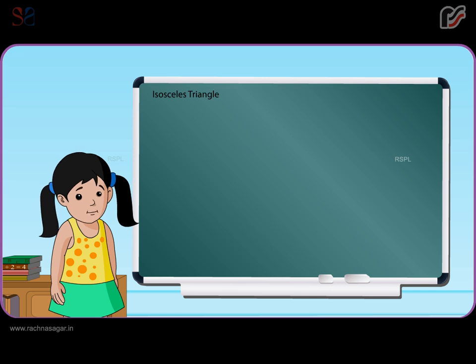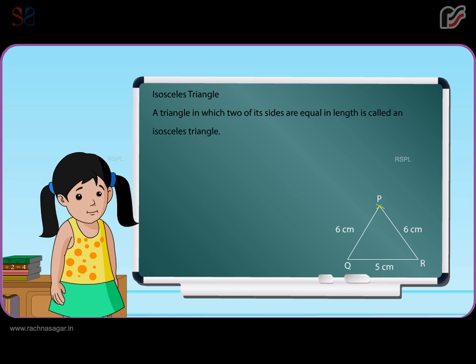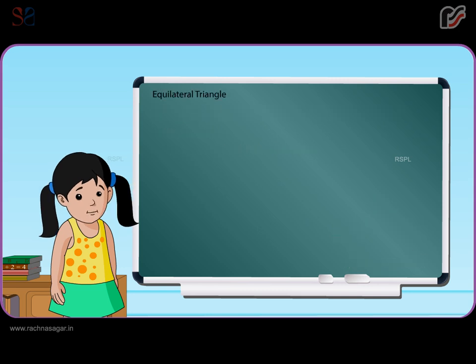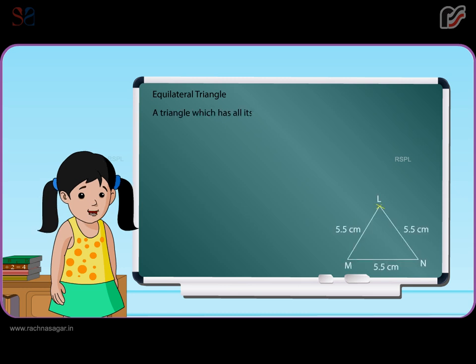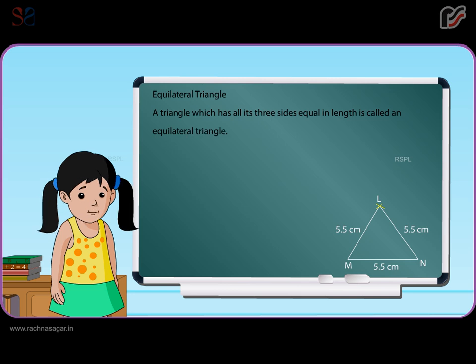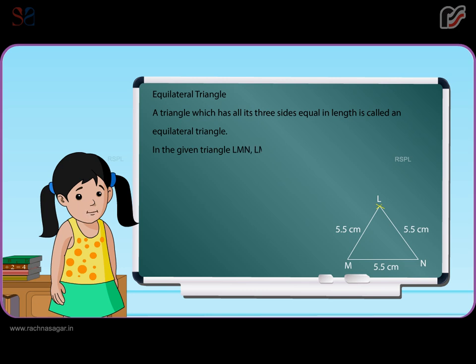Isosceles triangle. A triangle in which 2 of its sides are equal in length is called an isosceles triangle. In the given triangle PQR, PQ is equal to PR equal to 6 cm. Equilateral triangle. A triangle which has all its 3 sides equal in length is called an equilateral triangle. In the given triangle LMN, LM is equal to MN is equal to NL is equal to 5.5 cm.